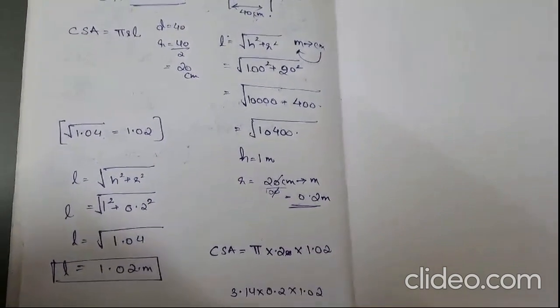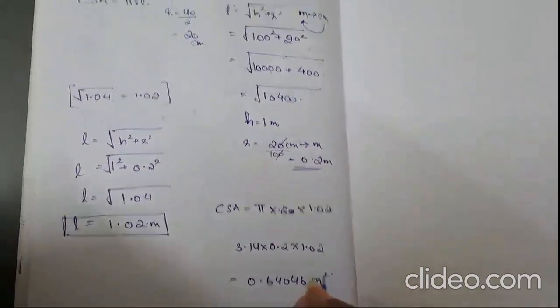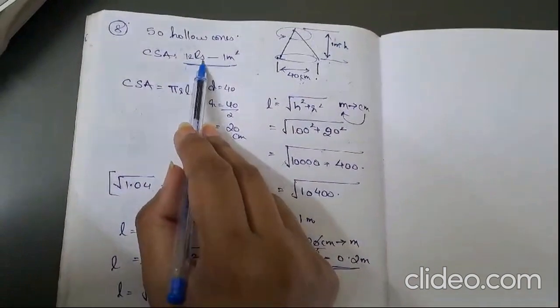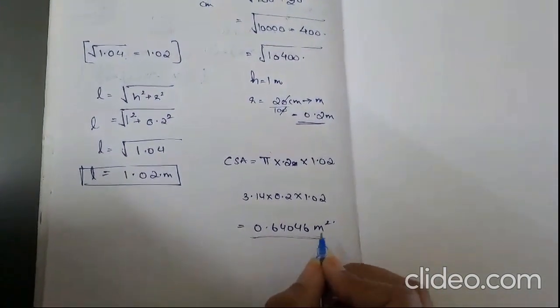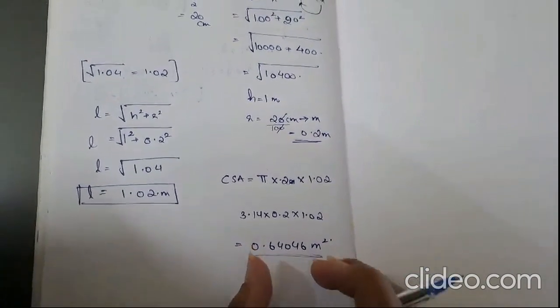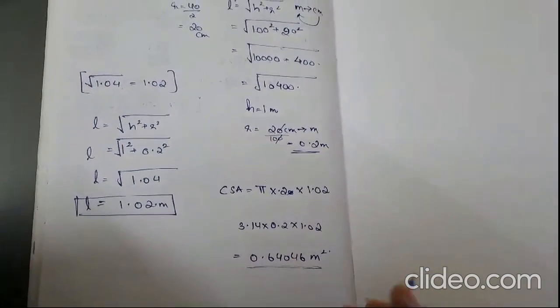Now, why are we getting the answer in meter square? Because in the question, 12 rupees is for 1 meter square. So for these many meter square, we want the answer in meter square. The information is given for meter square, so we are getting it this way.